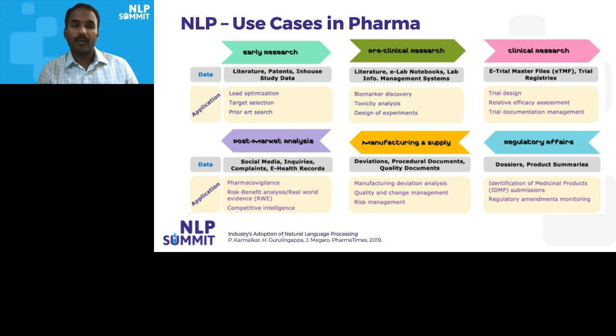This is where the products are manufactured, supplied, and made available to you through pharmacies. In the manufacturing domain, we again come across different types of data like manufacturing deviation documents, procedural documents, SOPs, quality documents, and so on. Typically, NLP can play a good role here in understanding manufacturing problems, and in efficiently managing changes, quality, documentation, risk management, and so on.